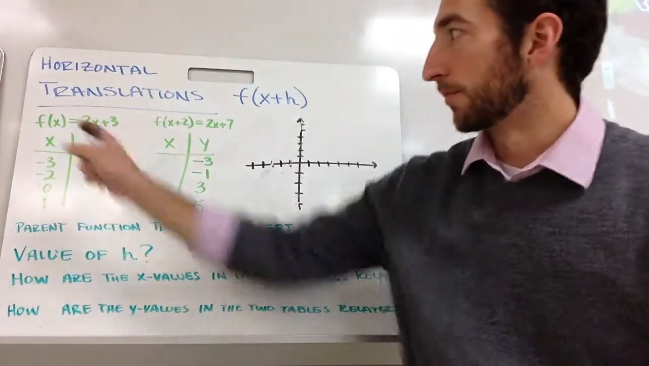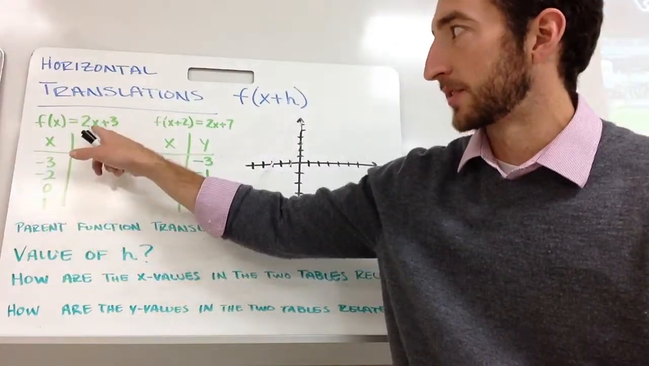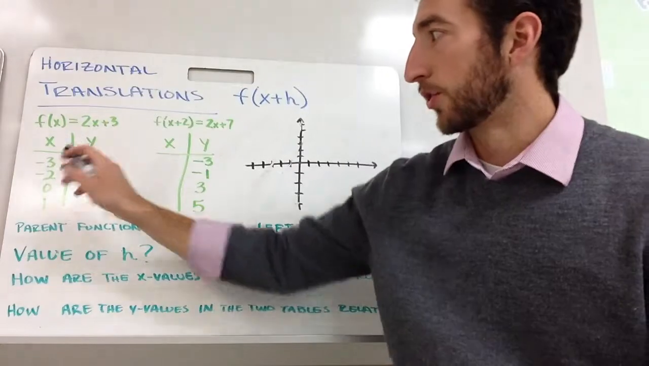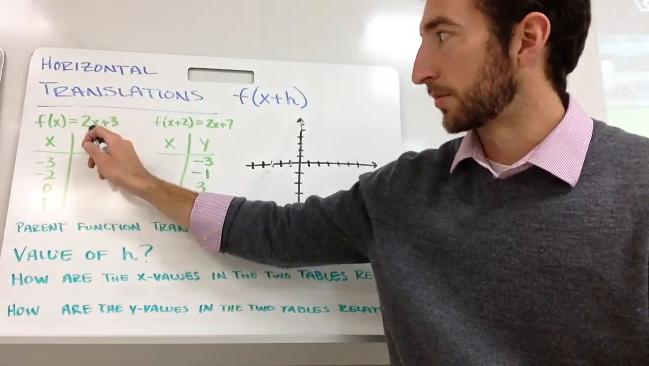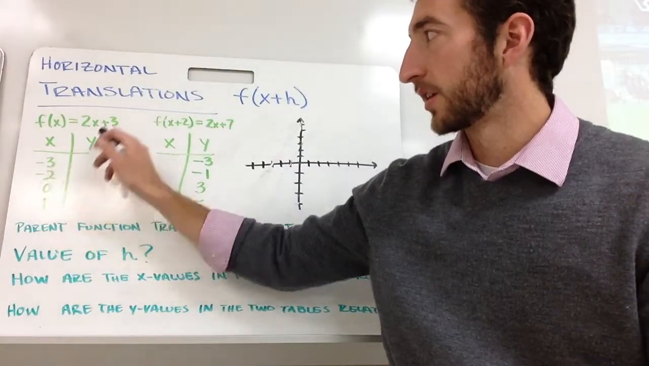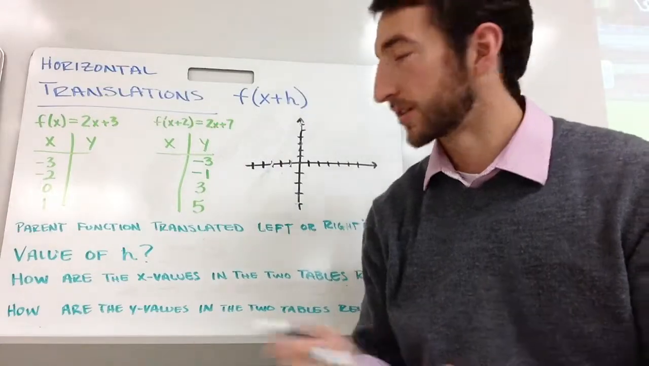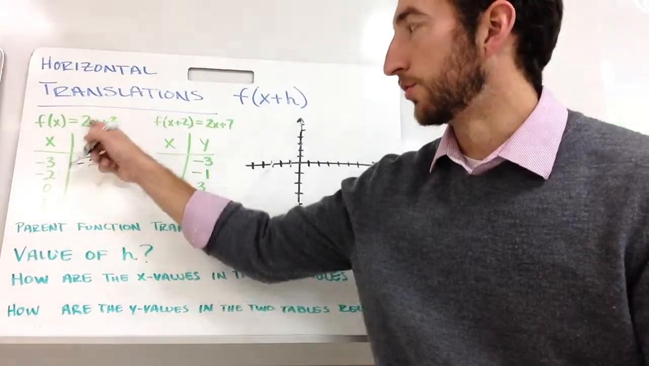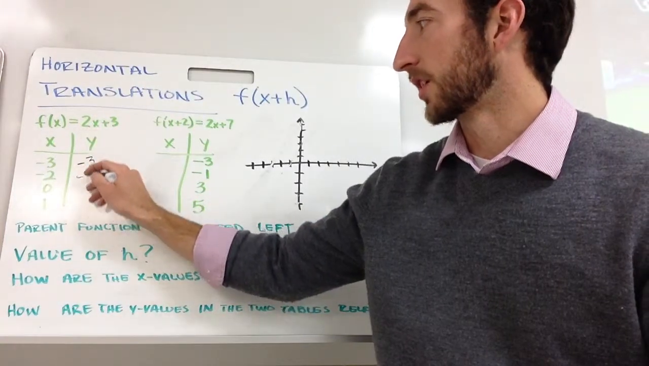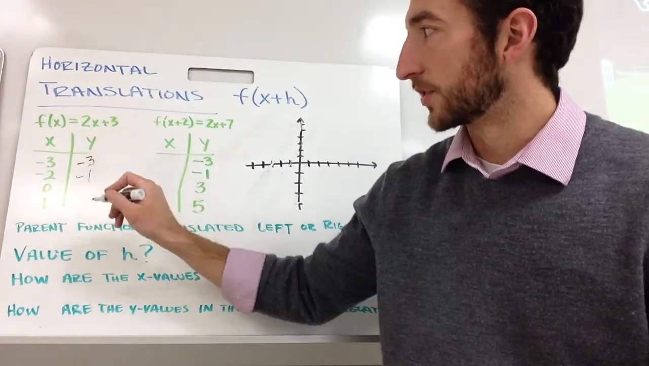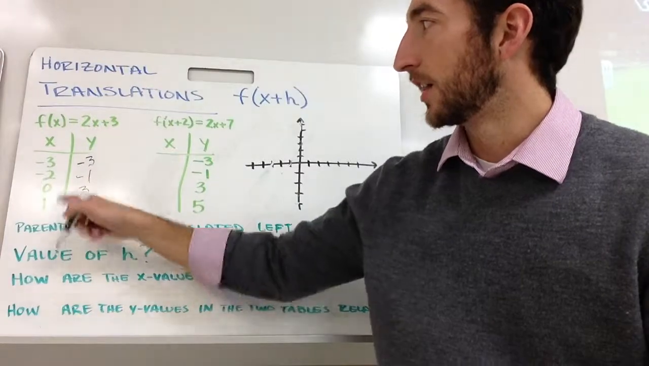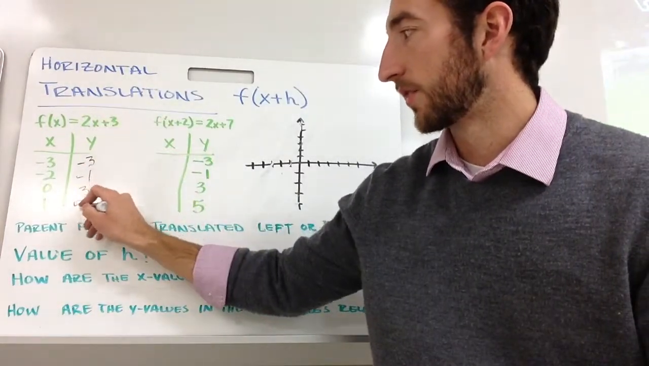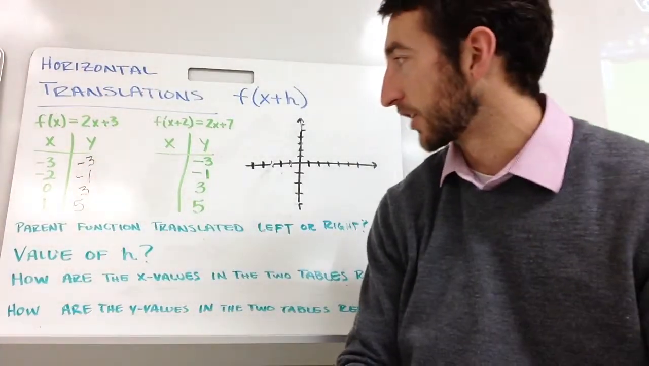Okay, so original function, let's see what happens if I do 2x plus 3. So this is my x, I substituted in there, that's 2 times -3, which is -6, plus 3 is -3. 2 times -2 is -4, plus 3 is -1. 0 times 2 is 0, plus 3 is 3. And then 1 times 2 plus 3 is 5. Okay, so that's how we fill in that graph.